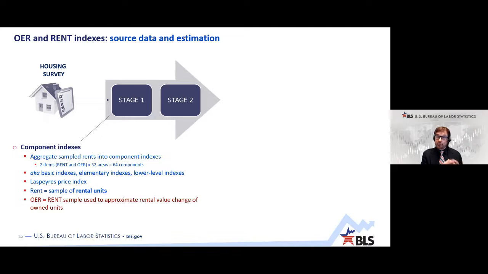And for the rent component, the housing survey is a sample of just rental units. There are no owned units in the sample. So we're tracking price change of rental units. For OER, we do not have a separate sample of owned units. Instead, we take the quote unquote exact same sample that's used for rent and impute or approximate the change in the rental value of the owned housing stock by the sample of renters. That's how we do it in the first stage.